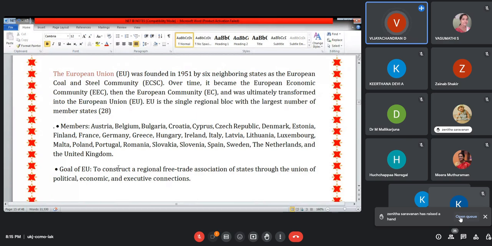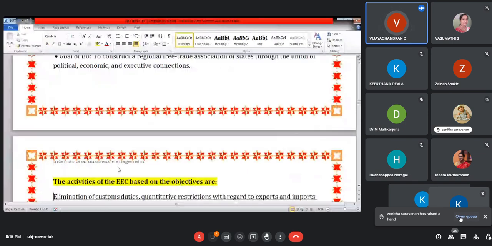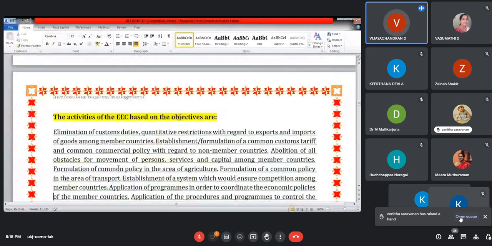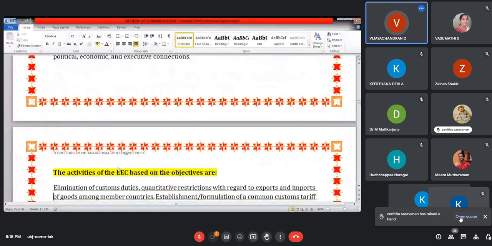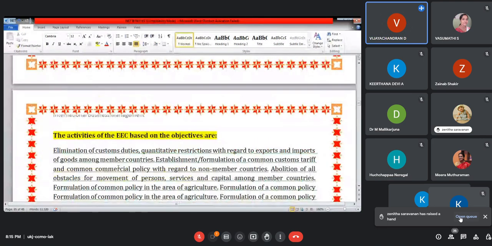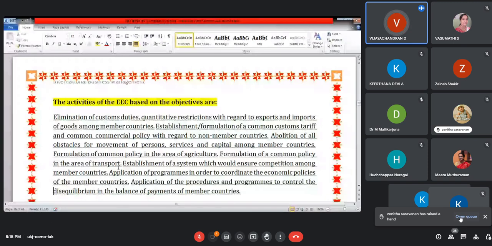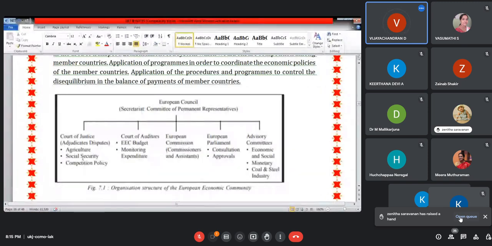So what is the goal? Free trade association, in the form of exchange of political, economic, and executive connections. What are the activities of the European Union trade blocks? European Council, and these are all the organs.